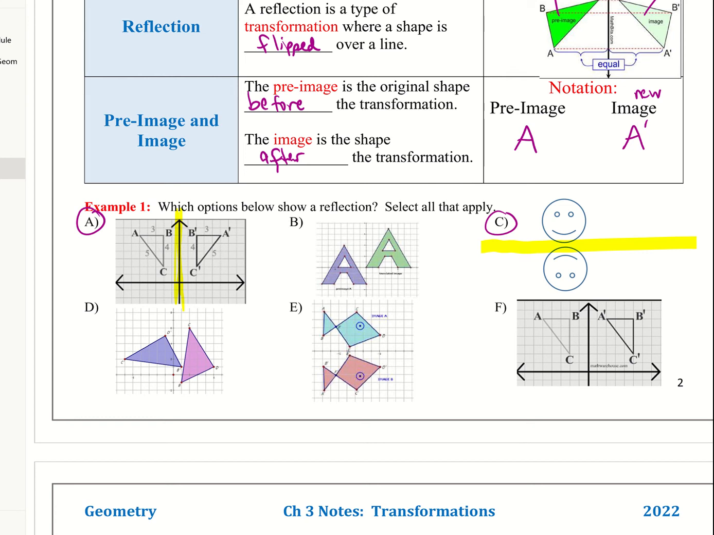That's something different. E, this looks flipped over. Look at the little eye of the fish. See how it's kind of turned upside down? F does not look like it's flipped over to me. It looks like it's just a sliding motion. So I'm not thinking it's F.